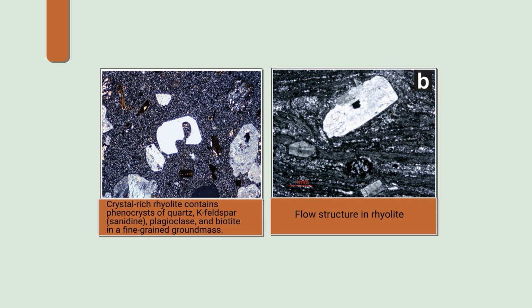This is a crystal rich rhyolite. It contains phenocrysts of quartz, alkali feldspar sanidine, plagioclase and biotite here, and in a fine grained groundmass, as you can clearly see, this is a porphyritic rhyolite. In here you can see the flow structure in rhyolite, where these flow bands are a result of the movement of the rhyolitic magma after eruption. This shows you the flow direction basically.